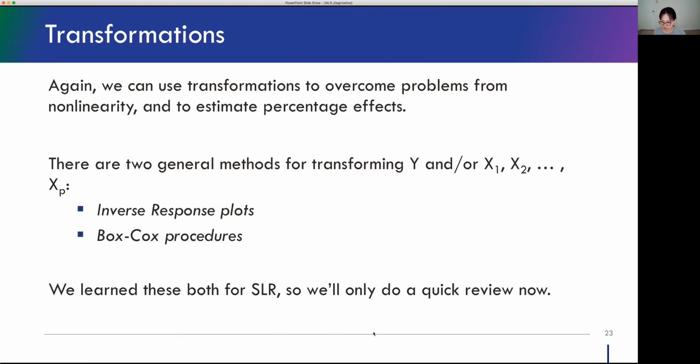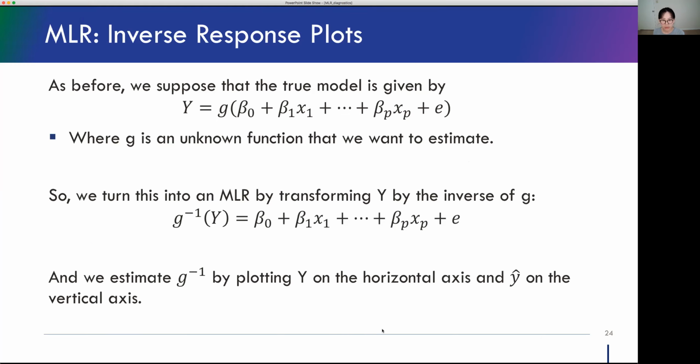And we learned both from simple linear regression. We will just do a quick review. Oops, not that quick. So inverse response plots is trying to get the function g on this linear model. So y has this relationship of being a function of this linear model, and g is an unknown that we want to estimate with this inverse response plot. So basically we are transforming this y in order to have a linear relationship.